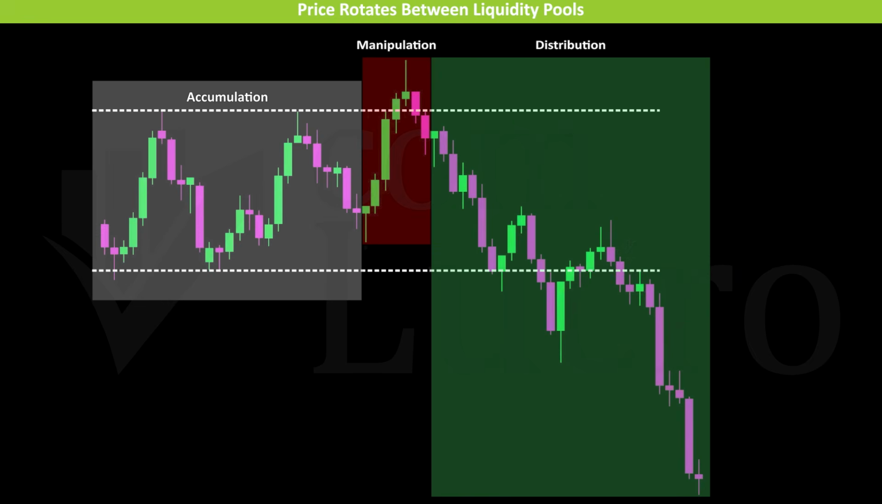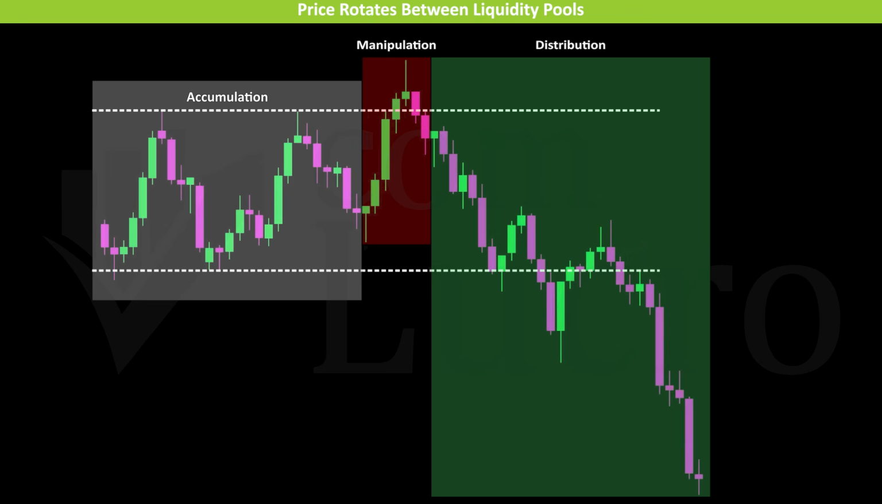First, they accumulate orders within a range. Then, they push the market in one direction to gather liquidity. Finally, they reverse the price toward the true intended move. The important point is that buy-side and sell-side liquidity pools act like magnets. You want to identify where these pools are because price tends to move toward them.